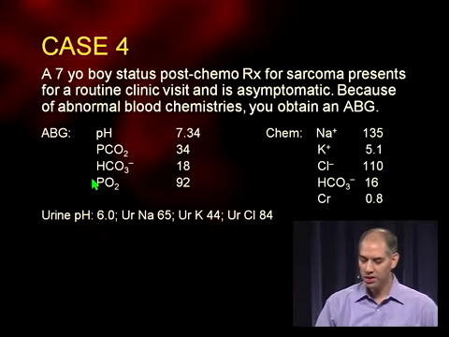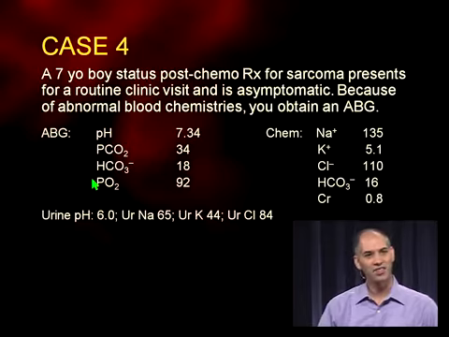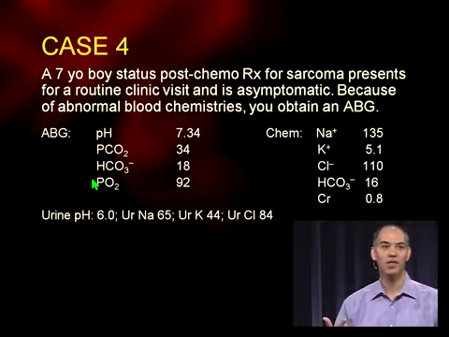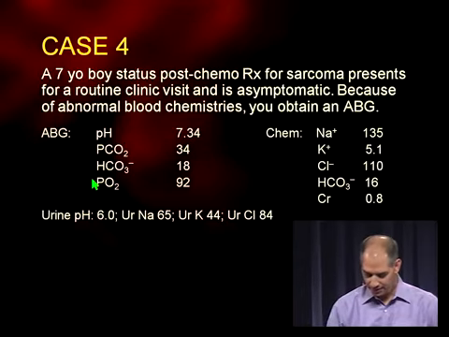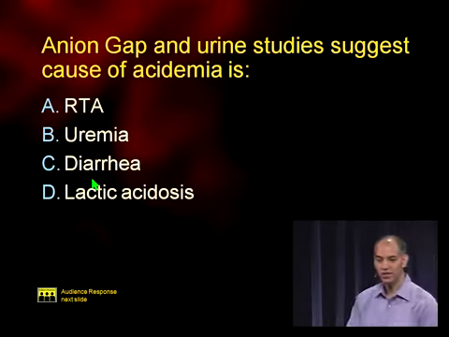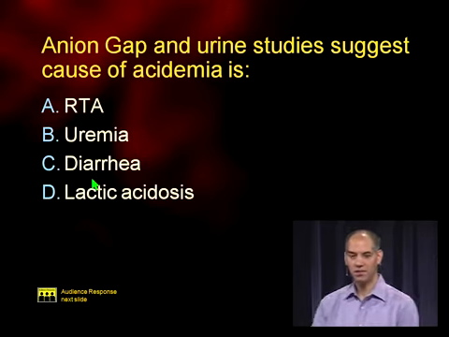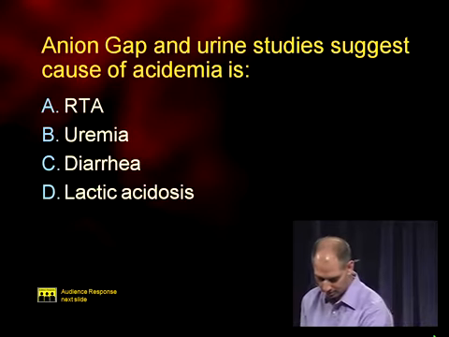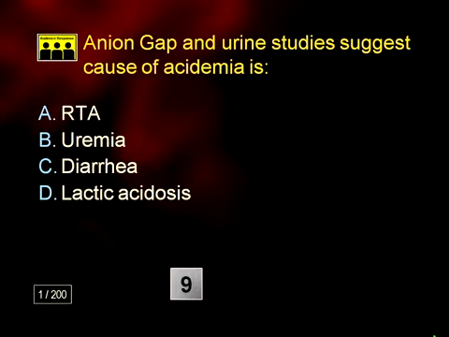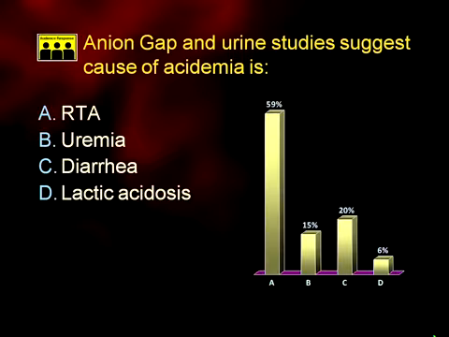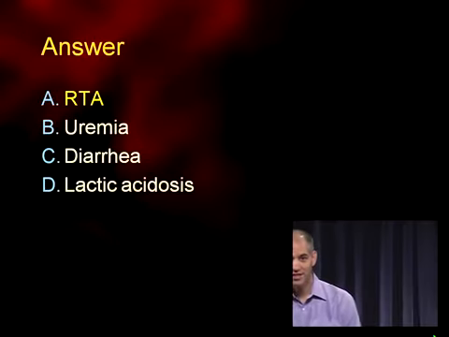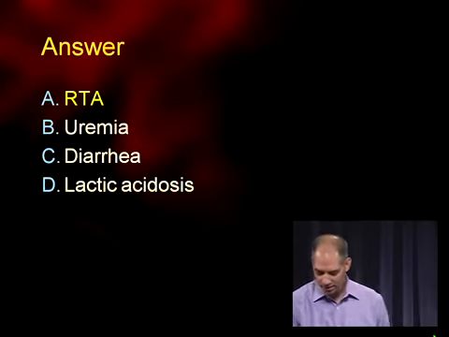A 7-year-old boy post-chemotherapy for sarcoma presents for routine... Gosh, this sounds familiar. Okay, it's the same question. Now you need to look at the urine studies. Let's talk about what's the underlying cause of his anion gap. And studies suggest that the cause of his acidemia is... kind of a split around. Yeah, this is RTA. If you look at the numbers, they had a positive anion gap.